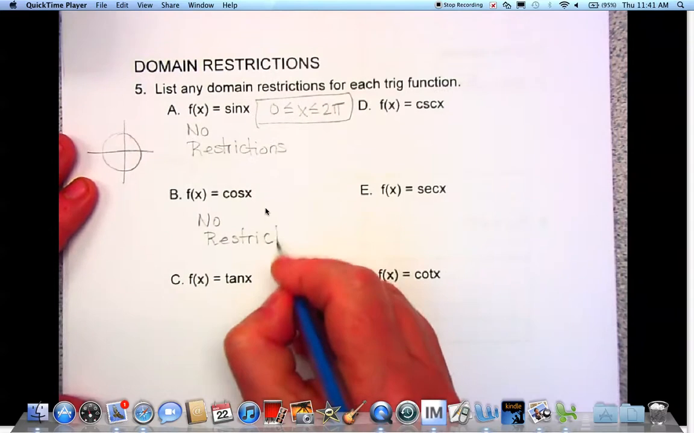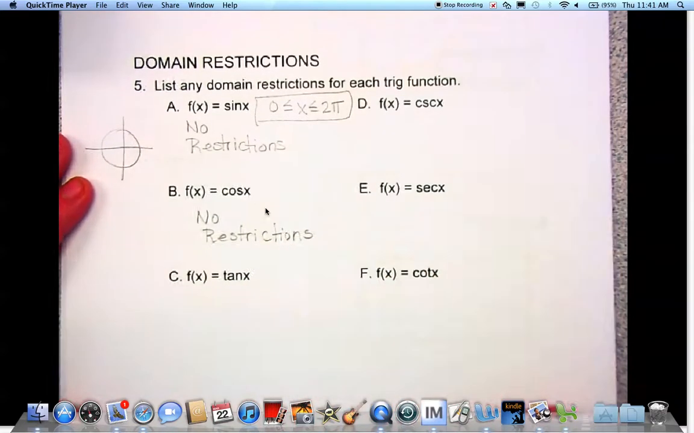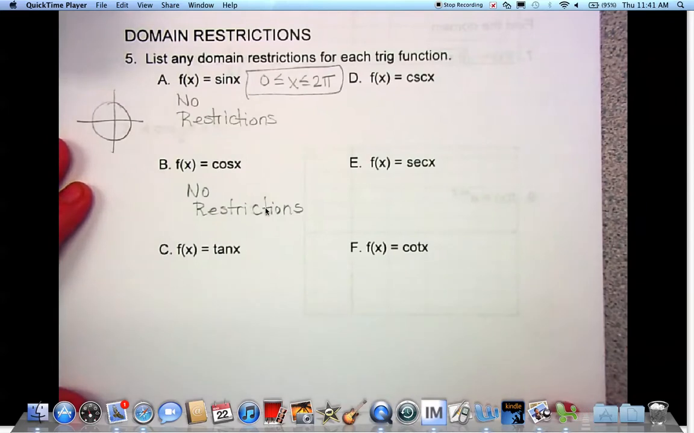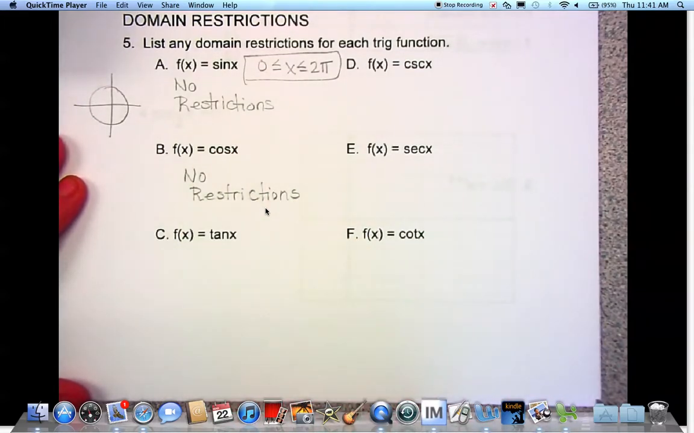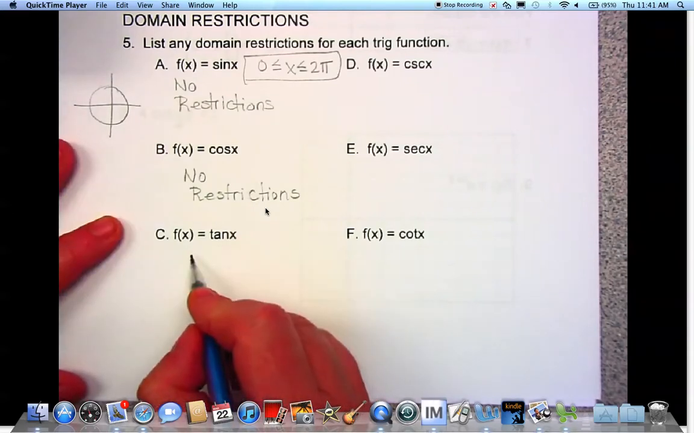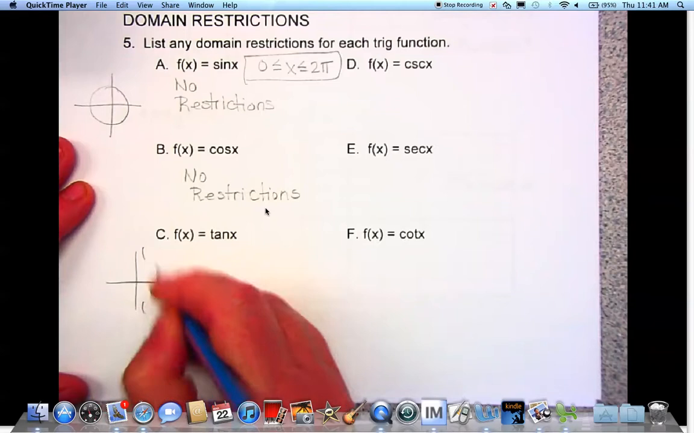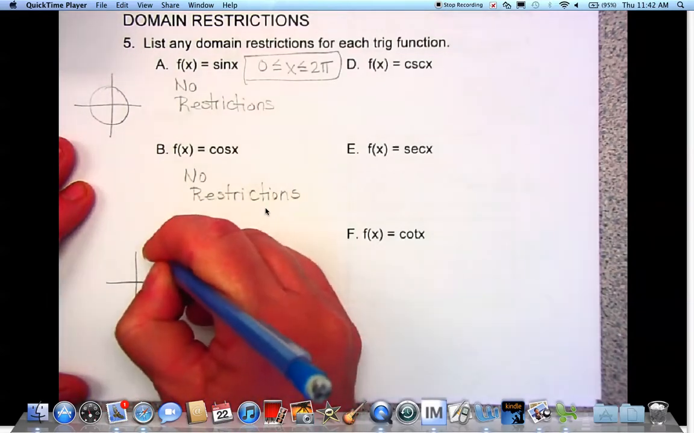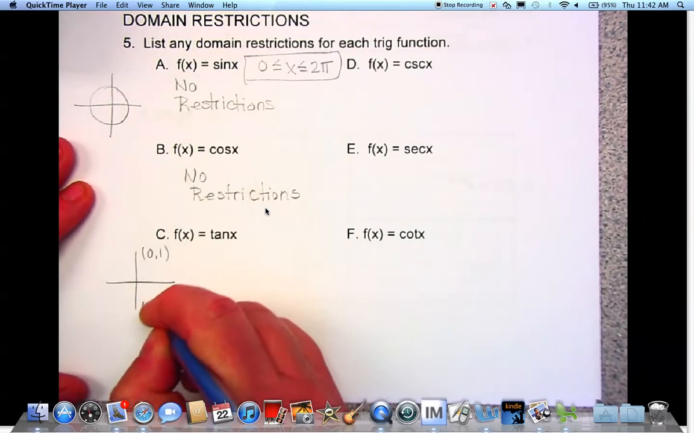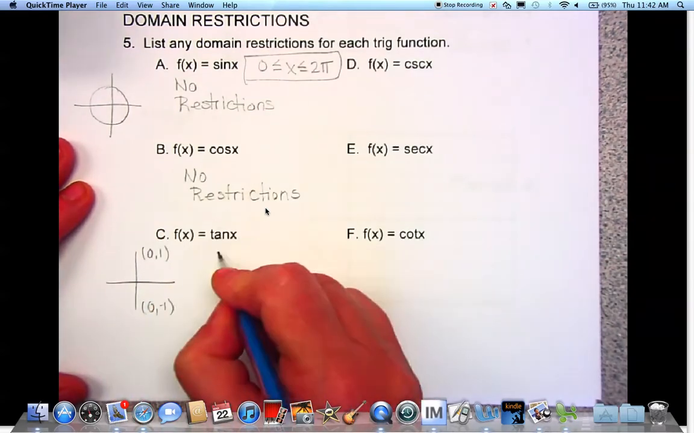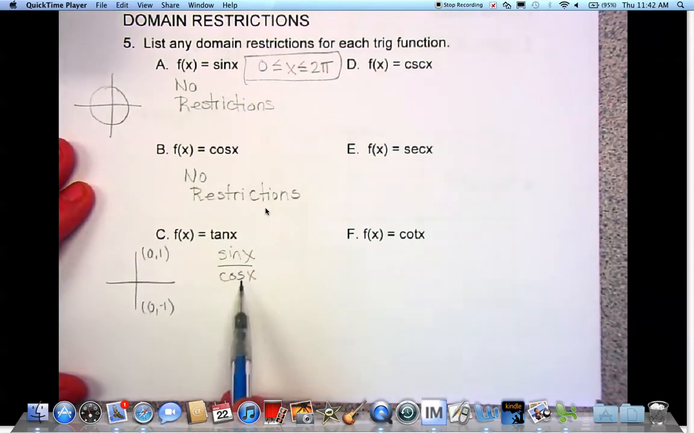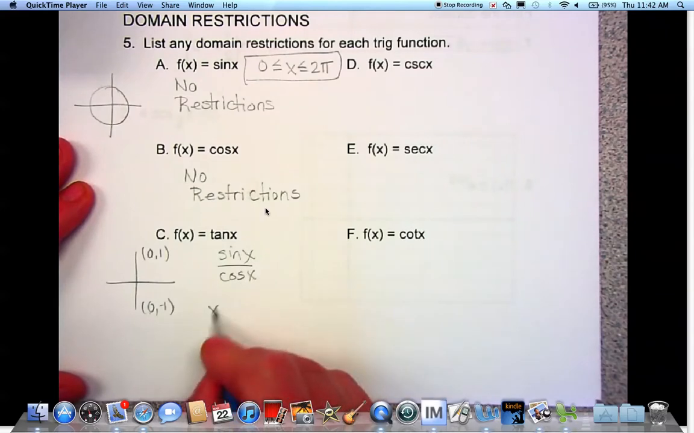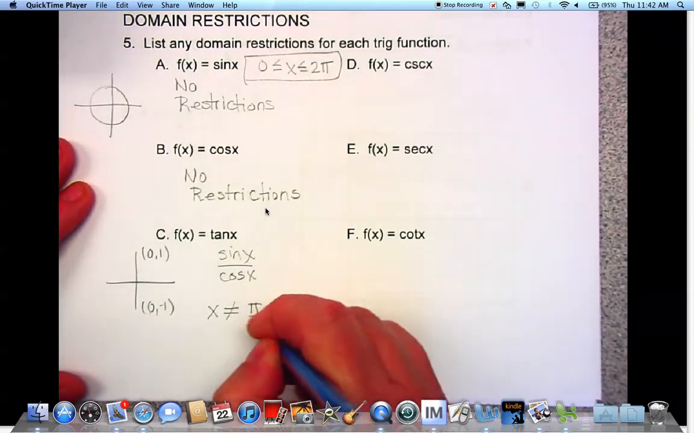Isn't 2 in between 0 and 2 pi? Not actually 2, you multiply pi out. That's a radian. Oh. Okay. How about f of x is equal to tangent x? It can't be pi over 2 and 3 pi over 2. Why? Because the zero on the bottom makes it undefined. Tangent is the same thing as sine over cosine. And whenever cosine is 0, it's going to be undefined. So x cannot equal pi over 2 and 3 pi over 2.